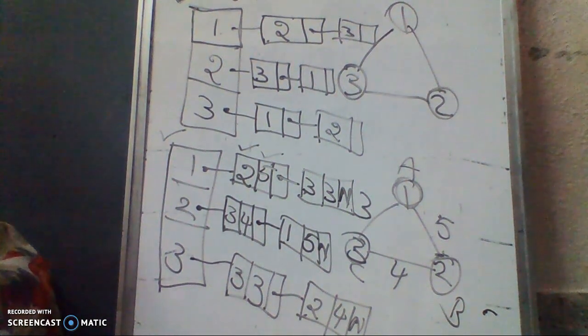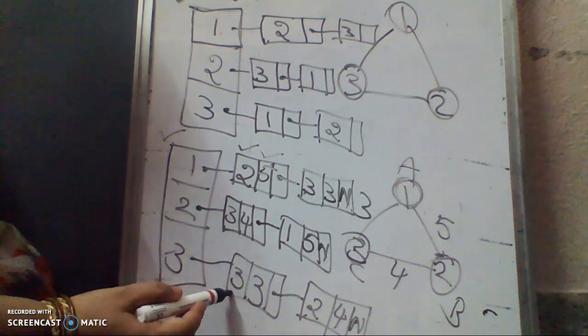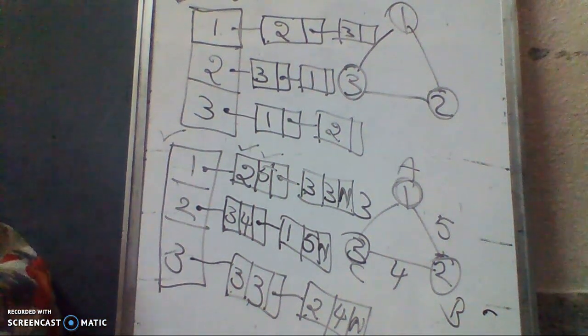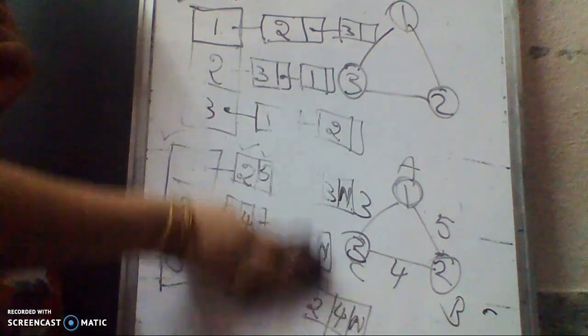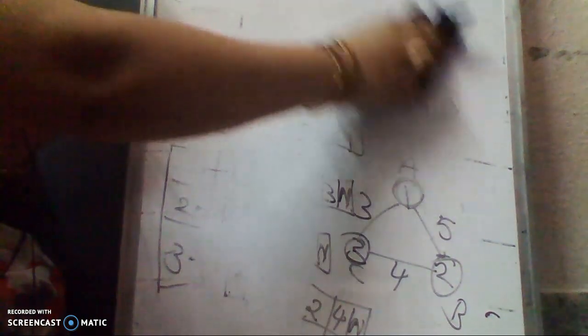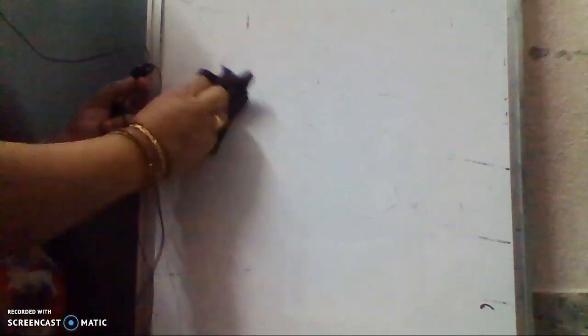So in the weighted graph, we need to create the node with two values. One is the vertex number and another one is the edge weight. So next we will go for the elementary operations of the graph. This is the adjacency list and adjacency matrices. These are the two representations of the graph. Next, elementary operations of the graph.